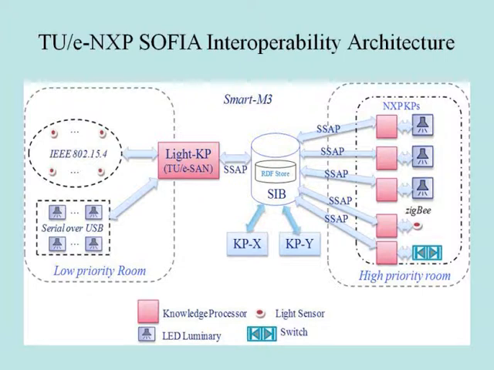The NXP knowledge processors tell the TU/e knowledge processor how much energy is consumed in the high priority room. The TU/e knowledge processor maintains lights in the low priority room such that the quota agreed with the energy company for this particular building is respected.